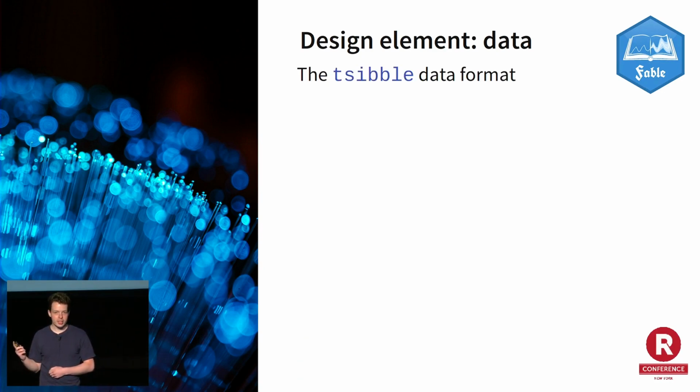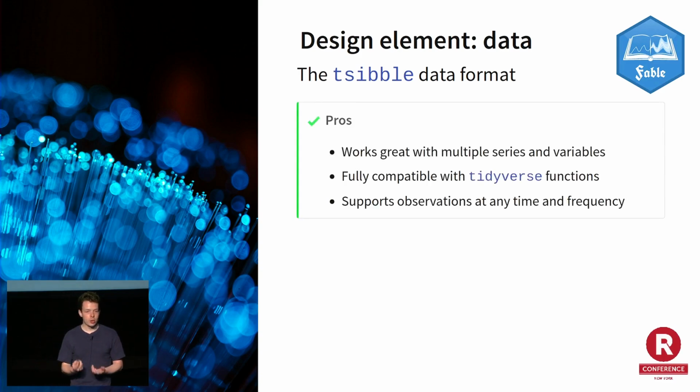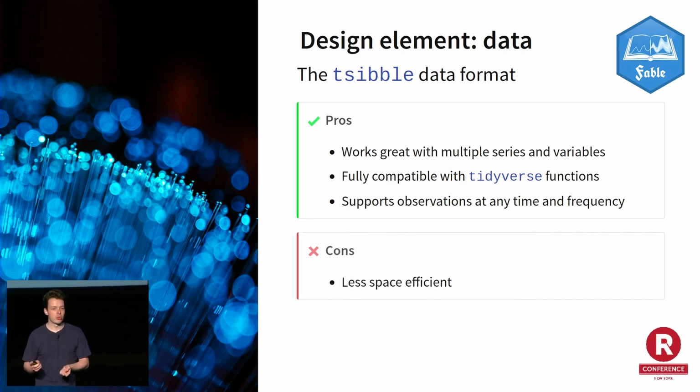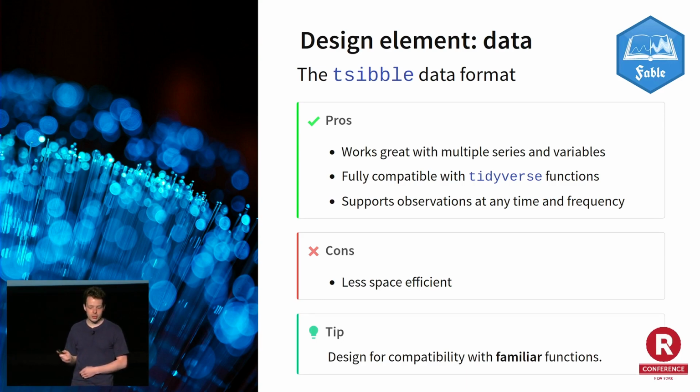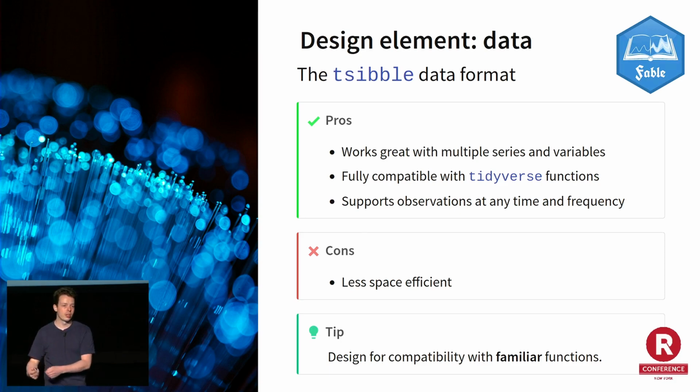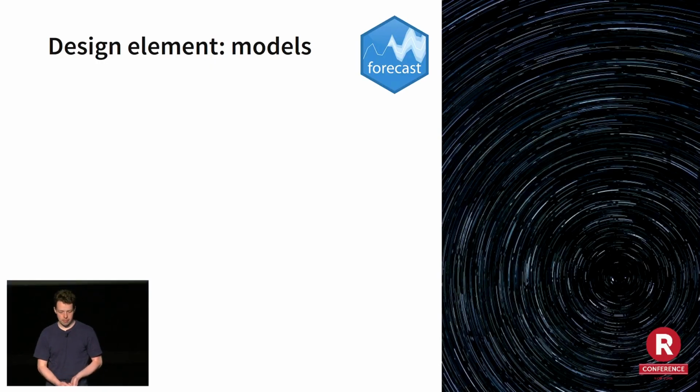So as opposed to the TS format, the Sybil format has a lot of pros. It fixes a lot of the issues that the TS object has. With just one con, it takes a little bit more space. We're using a data frame here instead of just a sequence of numbers. So a takeaway from this is to design for familiar functions. If your users are familiar with the tidyverse, design around the tidyverse. If your users are familiar with TS objects, design around TS objects.